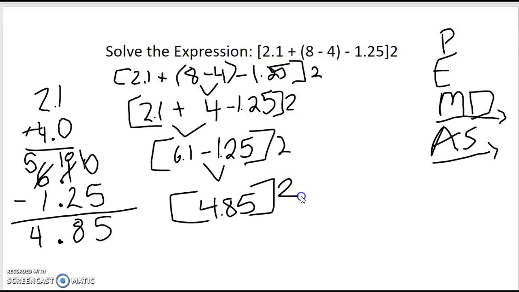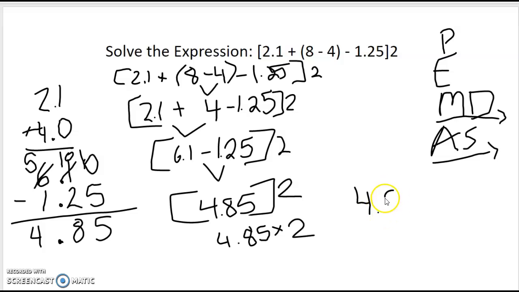And I'm going to keep my brackets because I have a number right on the outside of it. And I need to think to myself, what am I going to do with 2 and 4 and 85/100ths? Well, what does it mean? It means to multiply. Did you multiply in yours? I hope you did. So we need to remember that's what it means.